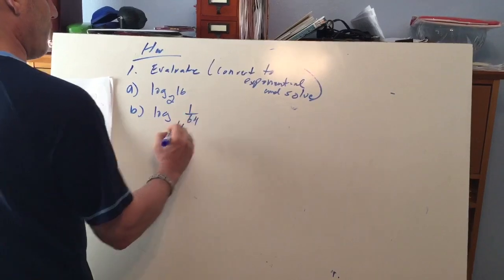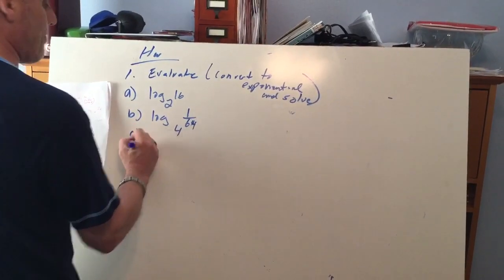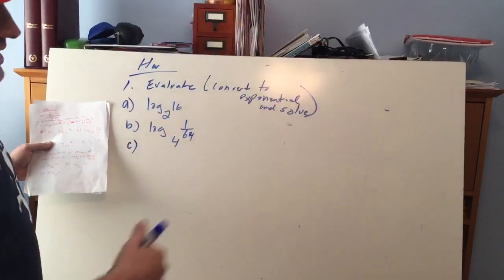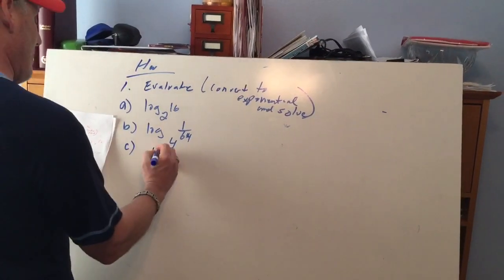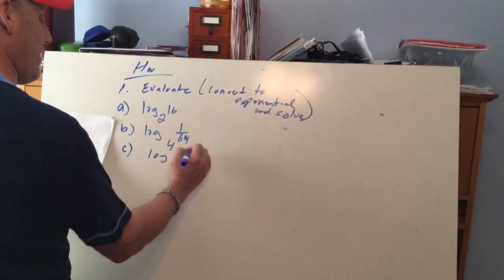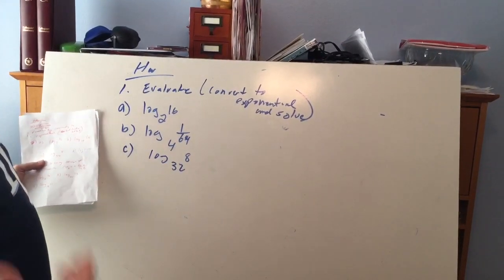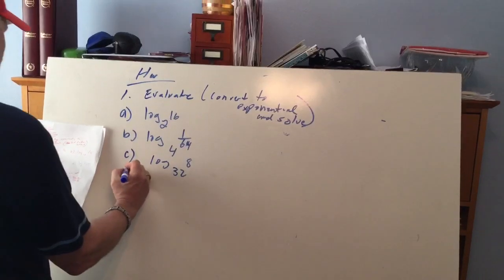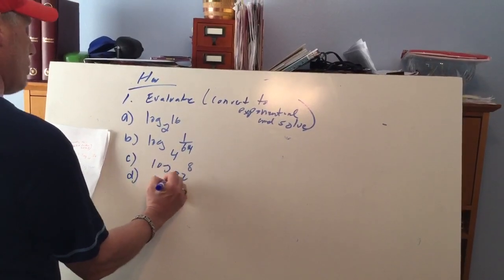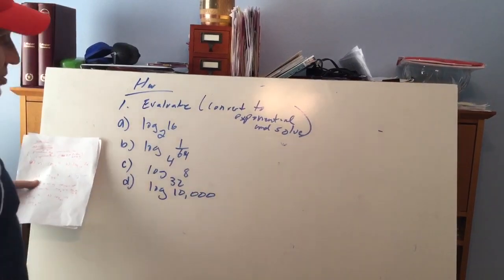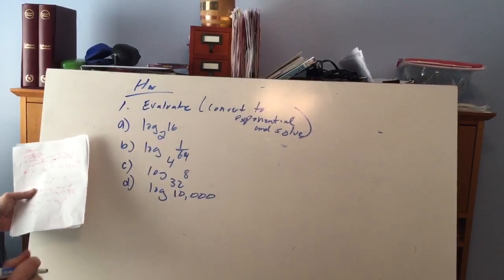B, 1 over 64. Don't forget the fraction. What happens with a fraction? We bring it back on top and make it negative. Then log base 32 of 8. Let's not forget 32 and 8. You might have to change not one base, but both bases. And then D, let's do a new one which I taught you today, log of 10,000. You see no base, and you know what base to put.